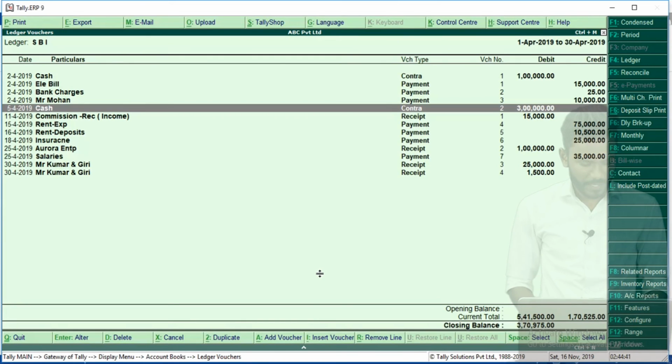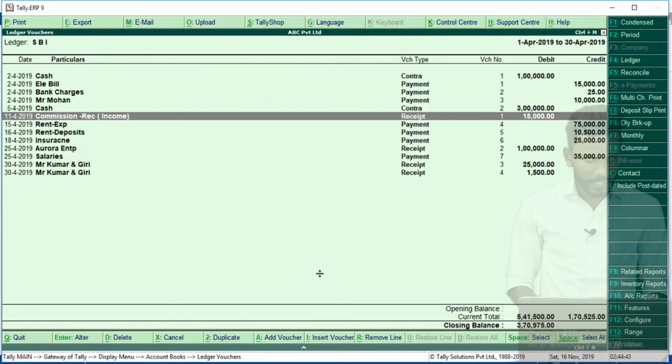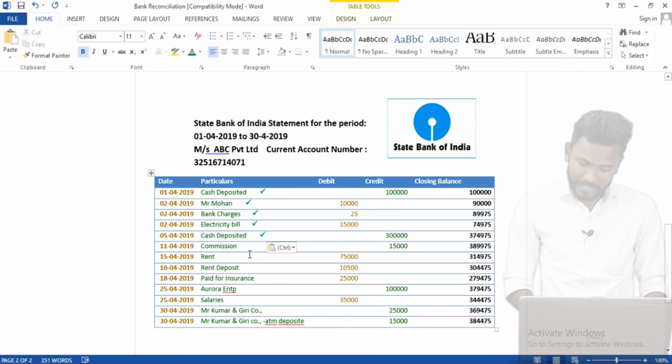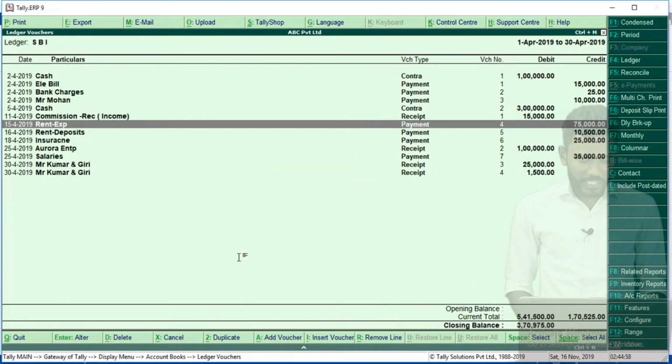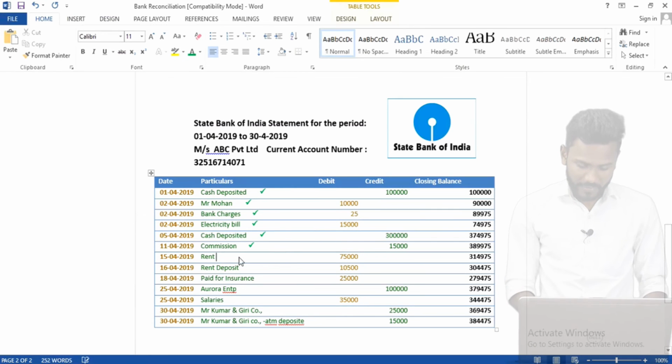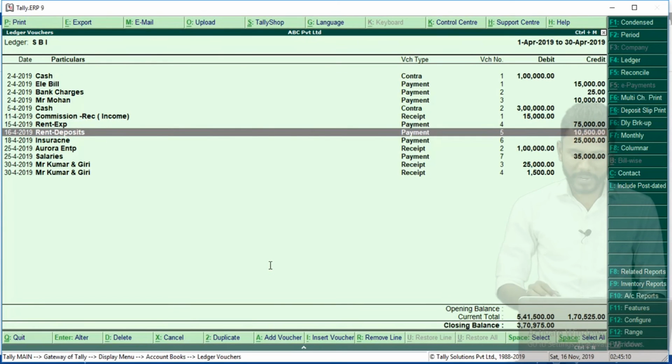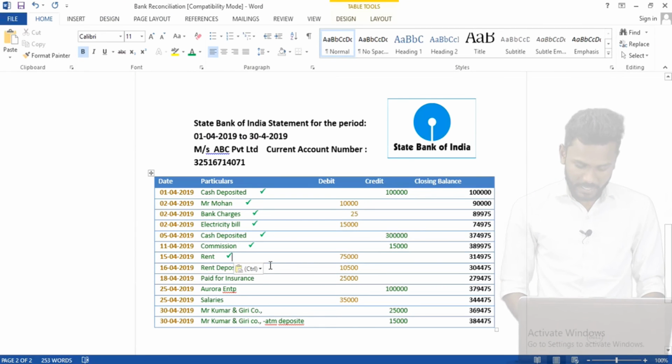Right. And next one is that commission received rupees 15,000, we just recorded in the company book of accounts. Is it cleared by the banker? Yes, the commission was also recorded by the banker, so there will be no differences. And next one is that we recorded that we paid rent rupees 75,000. Yes, the 75,000 was also recorded by the banker. And next we recorded that we paid rent deposit rupees 10,500. Yes, the rent deposit was also recorded by the banker.